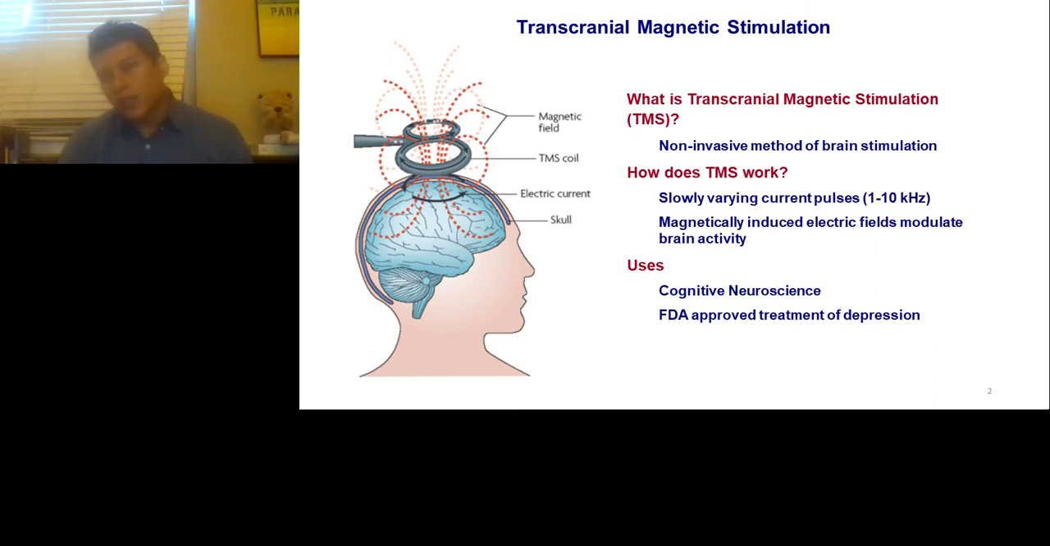TMS is used in cognitive neuroscience to study brain function. So for example, a neuroscientist might use the coil to stimulate a cortical region that is thought to be responsible for finger movement, and then they'll watch for a motor response. It is also used as an FDA-approved treatment of depression and for pre-surgical mapping. So there are many other TMS-based therapies being researched.